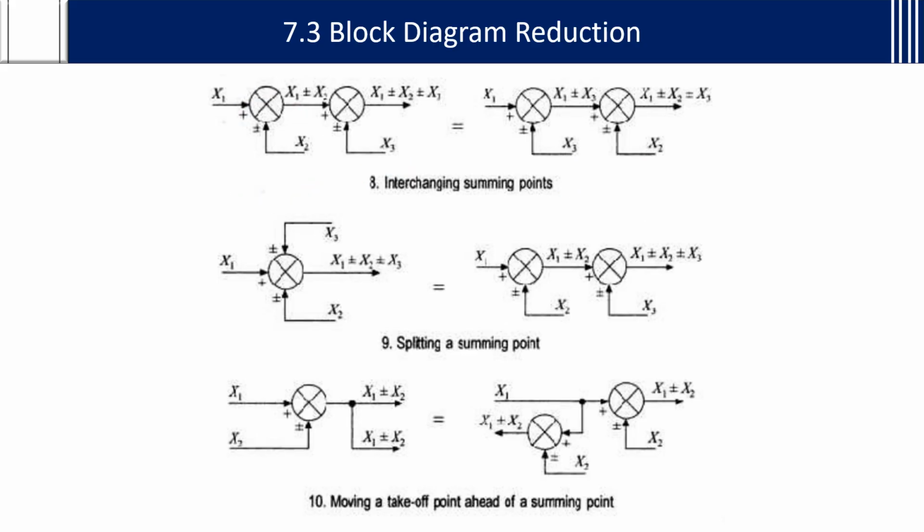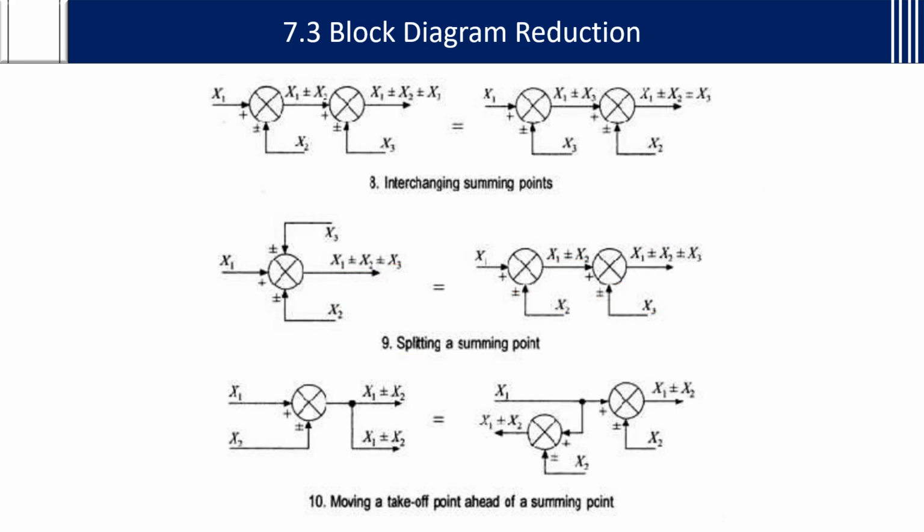Then splitting a summing point. Splitting a summing point is nothing but, here there is x1, x2 and x3: x1 plus x2 plus x3, or if it is minus x1 minus x2 minus x3, how can we split? We can split this x2 and x3 as separate summing points. If you take this separate summing point x2, then it will become x1 plus or minus x2. Again, if you add plus or minus x3, it will become x1 plus or minus x2 plus or minus x3. These two are the same, no? So separately also you can split the inputs.